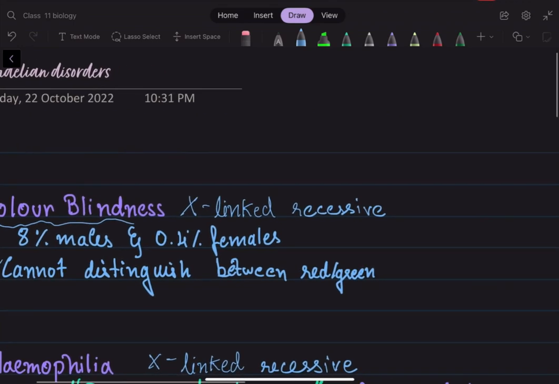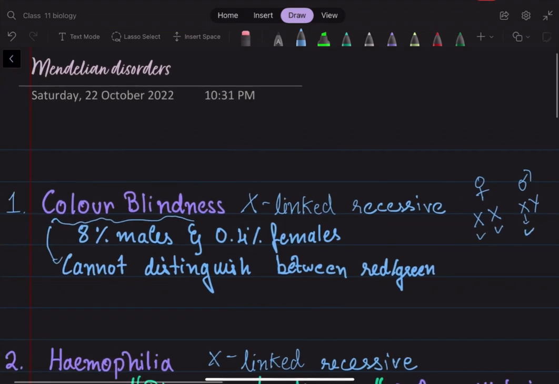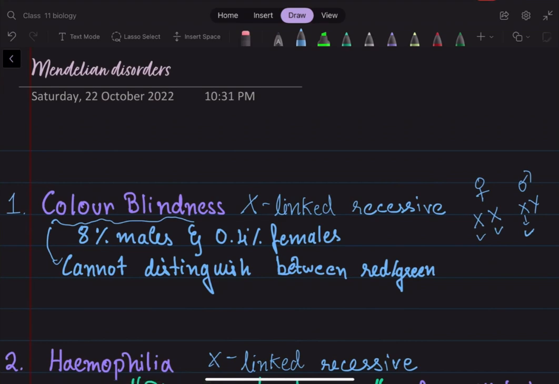So why is that? Since we know this is an X-linked disease, females have two X chromosomes, so for the disease to express itself, both of them should be defective. Whereas in males, there is only one X chromosome, so even if that one X chromosome is defective, it will express its trait and the male will be affected. That is why it is more common in males than females.